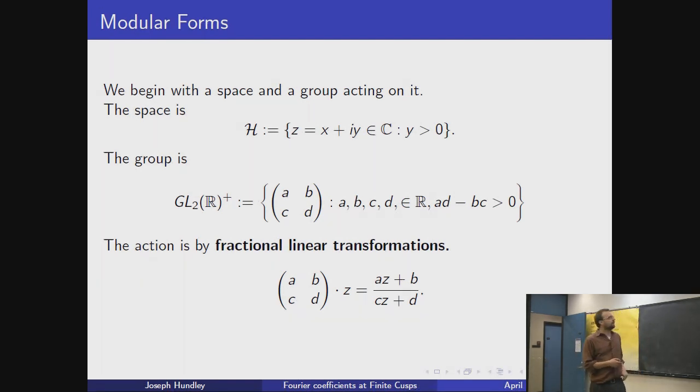So I'm going to begin with a nice space and a nice group which acts on it. The space is just the upper half plane, so complex numbers whose imaginary part is positive, upper in the sense that one would think. The group, let's just say that it's 2 by 2 real matrices with positive determinant. We'll call that group GL2. The action is by fractional linear transformation, so there it is as a formula.